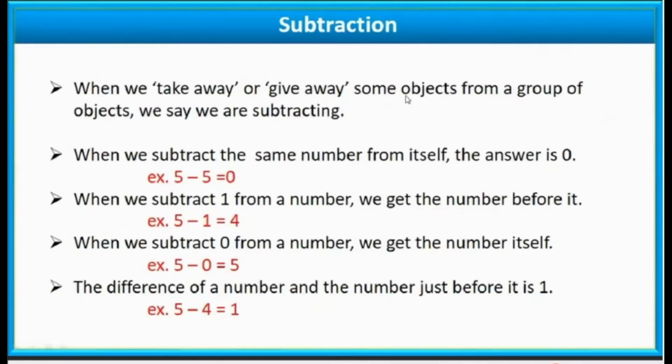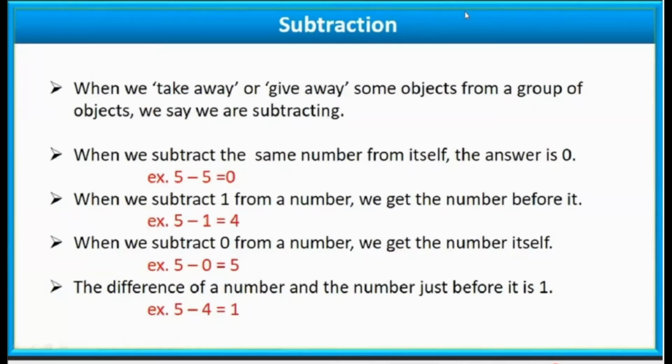Okay, so when we subtract the first property, when we subtract the same number from itself, the answer is dash. Yes, can I get the answer? 0, yes. So when we subtract the same number, we get the answer as 0. If it is 5 minus 5, 5 minus 5 is equal to 0. Likewise, 6 minus 6 is equal to 0.